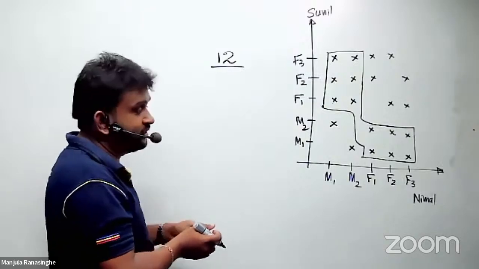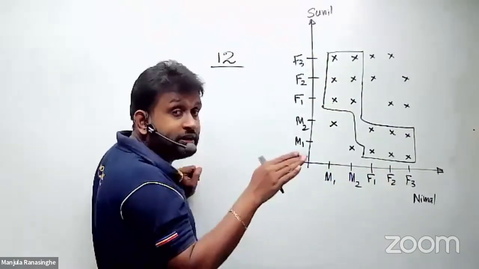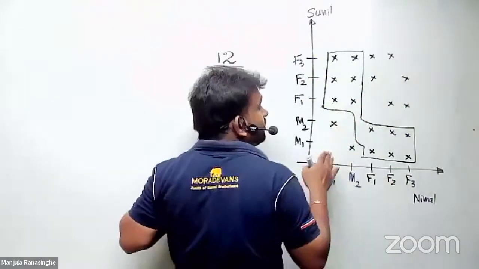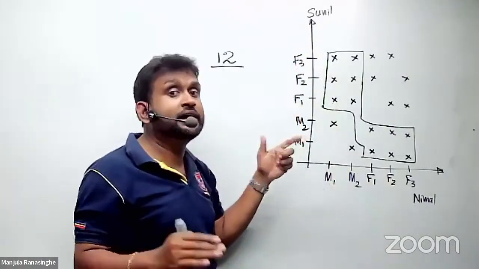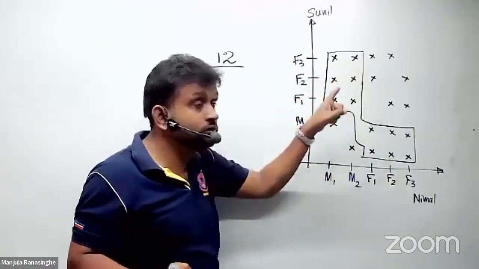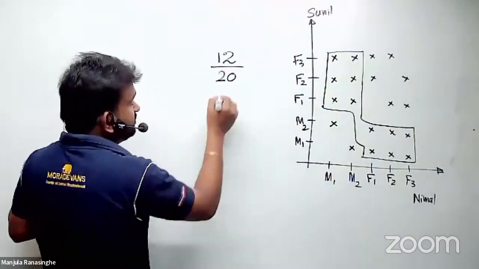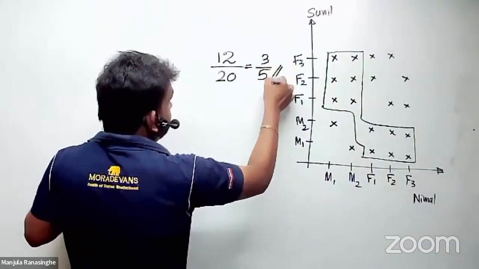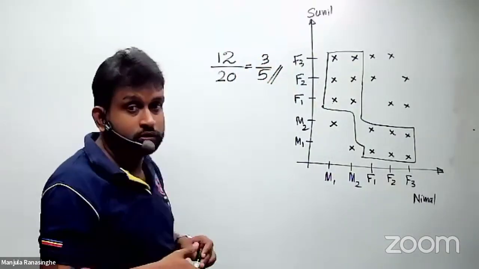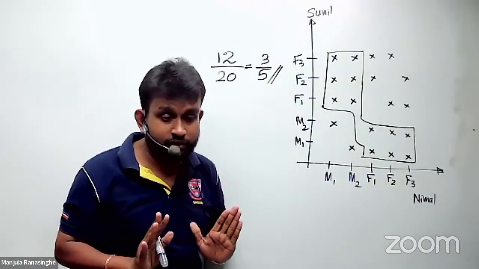The sample space is 1, 2, 3, 4, 5 here and 5 here. When the diagonal is empty, you can easily take 5 into 4 multiplied, that is 20, or you can count all the cross marks. So that is 12 upon 20. You can simplify it by 4: 3 upon 5. So that's the probability. Understood? If any questions, you are free to ask.